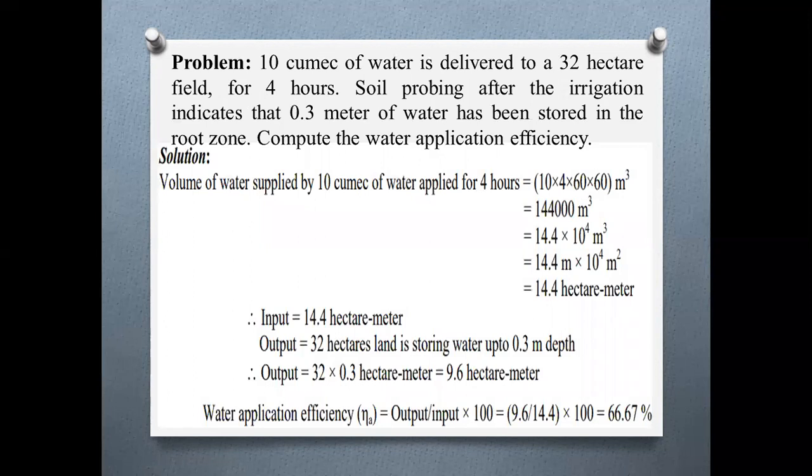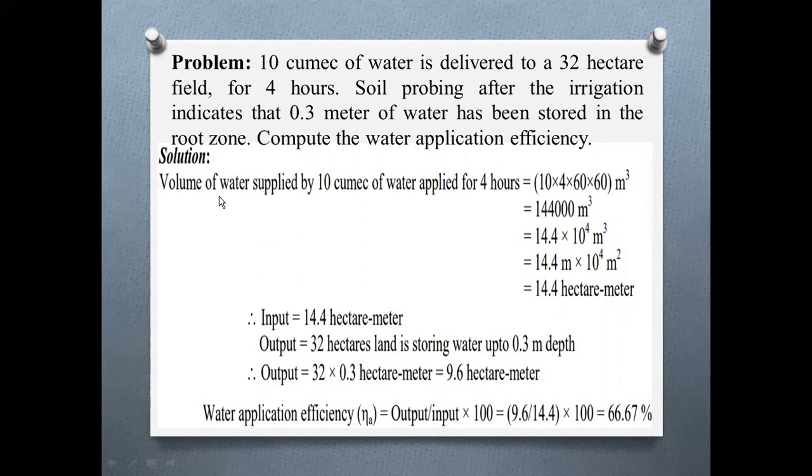Now we will see a problem. 10 cubic meter per second of water is delivered to a 32 hectare field for 4 hours. Soil probing after the irrigation indicates that 0.3 meter of the water has been stored in the root zone. Now compute the water application efficiency, that is eta A.